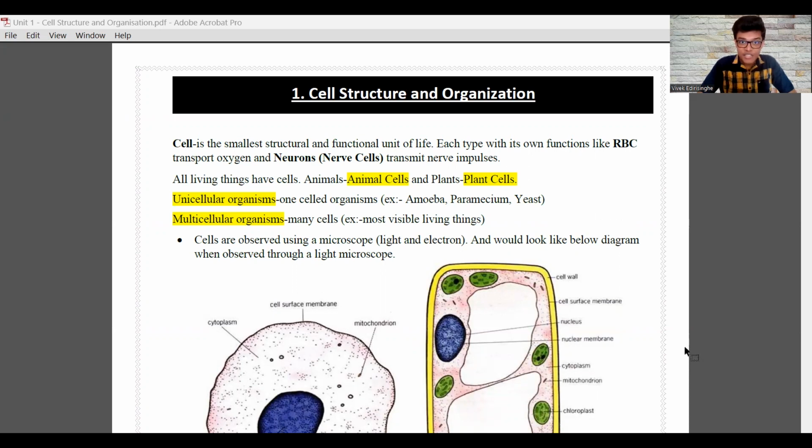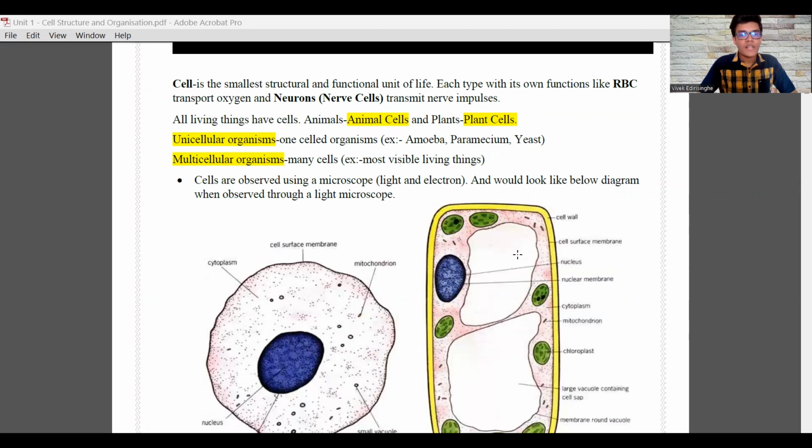All living things have cells, which are categorized into two: animal cells and plant cells. And according to the number of cells in an organism, this is categorized again into two: unicellular organisms, as the name suggests, one-celled organisms, which include amoeba, paramecium, yeast, basically all the organisms that aren't visible to the naked eye, and multicellular organisms, as the name suggests, many-celled organisms, which include a large variety of all the visible organisms to us.